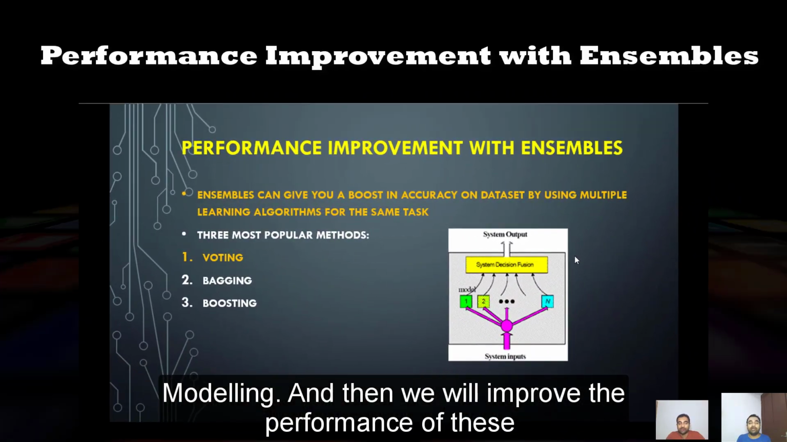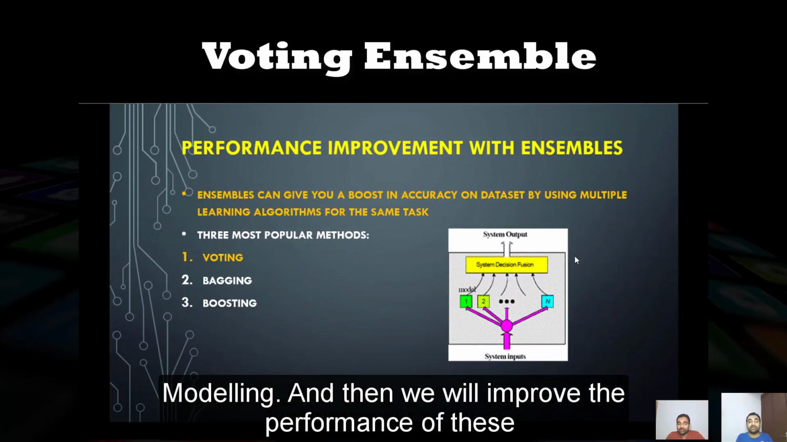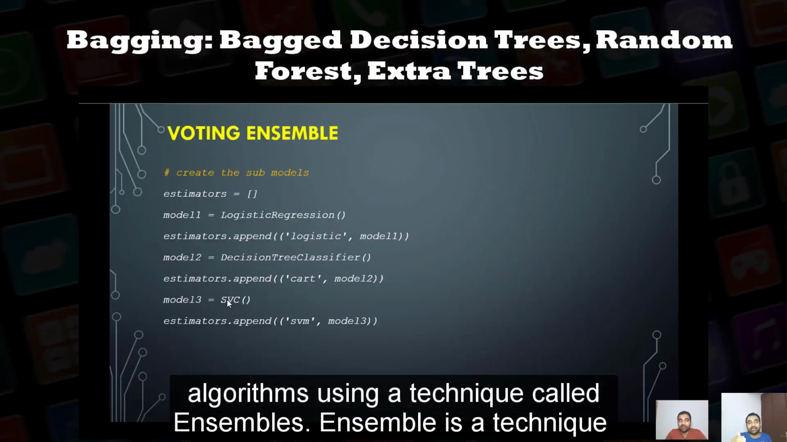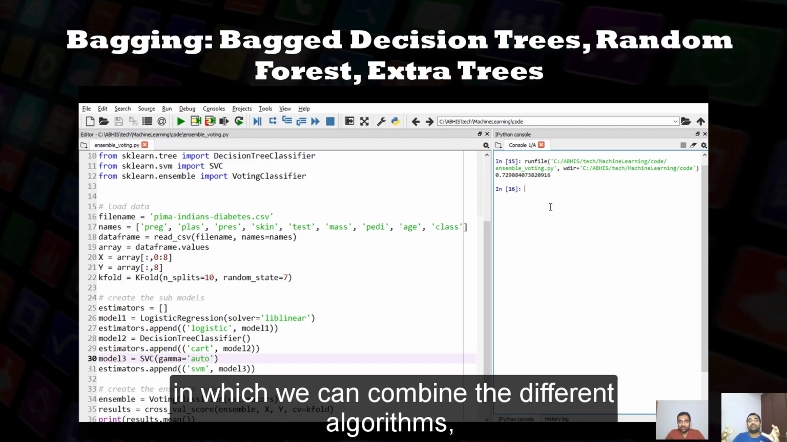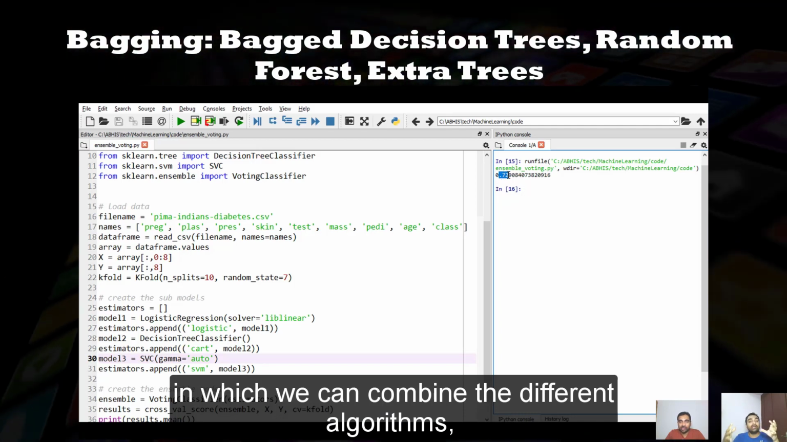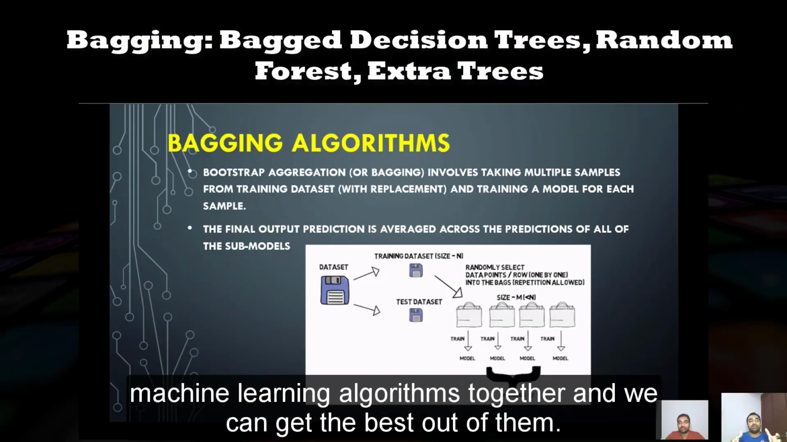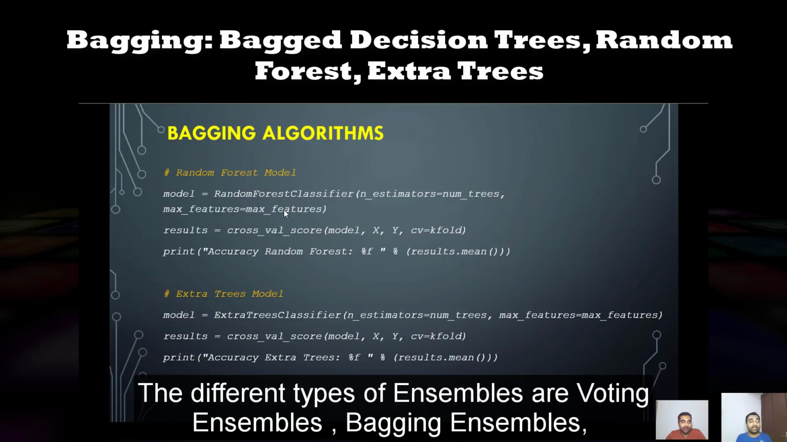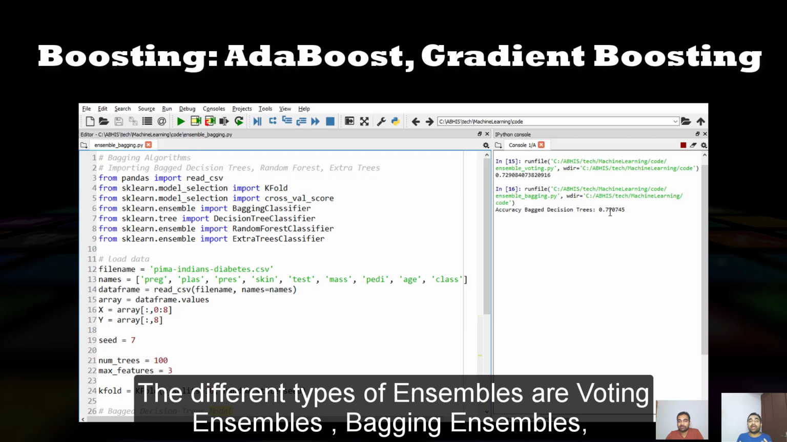And then we will improve the performance of these algorithms using a technique called ensemble. So ensemble is a technique in which we can combine the different machine learning algorithms together, and we can get the best out of them. The different types of ensembles are voting ensembles, bagging ensemble, and boosting ensemble.